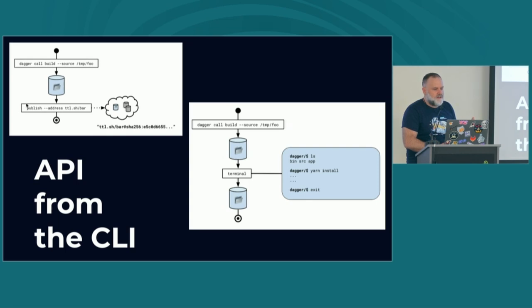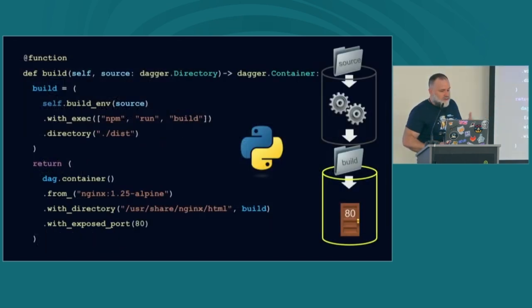And then that container has a bunch of different functions I can run on it. Inherently, a container type can be published. It can be exported as a tarball. It can have a directory pulled out of it. It can be the basis of another container. So in this case, I'm showing taking that and publishing it to ttl.sh, which is a fun ephemeral registry for containers. On the right here, you've got a terminal that's being spun up. This allows you to jump into the container and look around and debug stuff. So that's all stuff in the API.